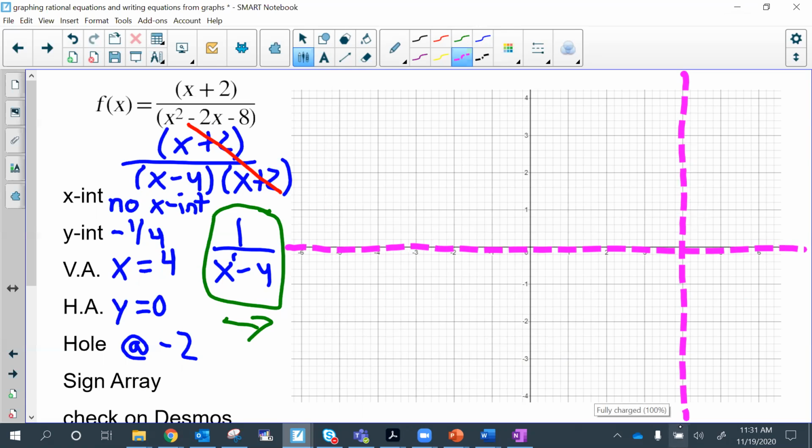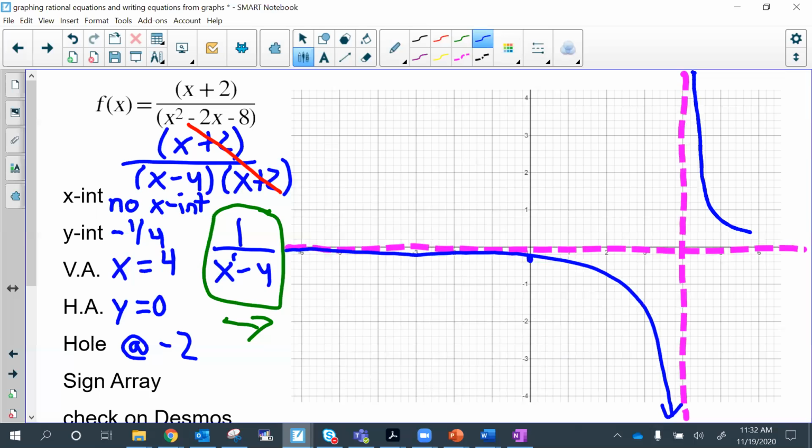And then what we're going to do is we've got no x-intercept, but we have a y-intercept at -1/4, which is going to be right about here. Now, since that's negative, it tells me on the left, this whole thing is going to be below the x-axis. It's going to look like that. If I'm going down on that side, then this is going to be above like that.